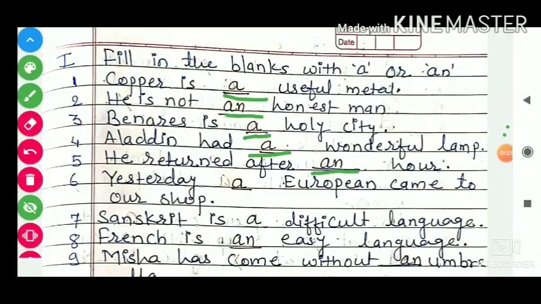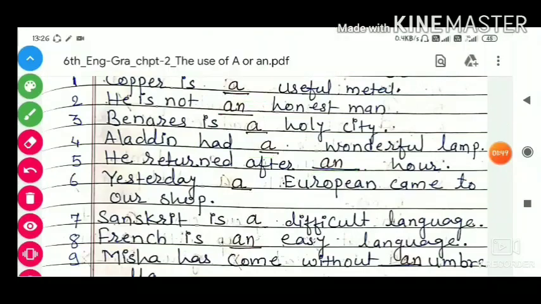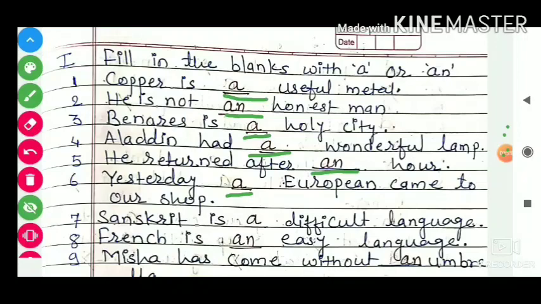Yesterday dash European came to our shop. Before European we should use a because it makes the sound y. Sanskrit is a difficult language. French is dash easy language. Easy starts with a vowel, so we use an easy language.